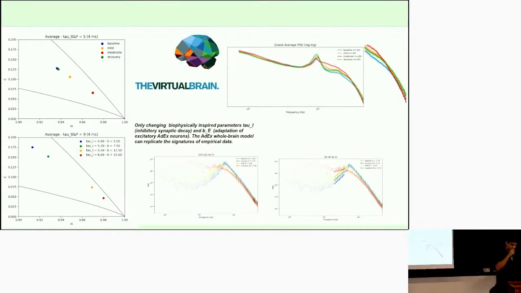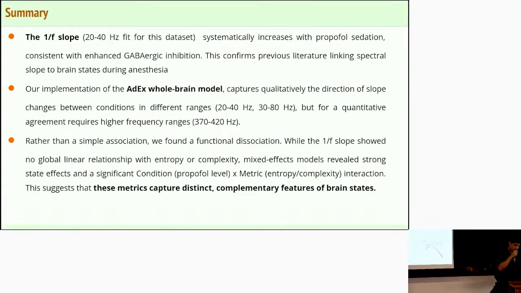So in summary, the model is capable of replicating the same signatures of the empirical data just by moving biophysical parameters in space. And here we can see the same stuff. This is also a summary: the 1 over f slope systematically increases with propofol sedation, consistent with GABAergic inhibition, and our implementation of the AdEx whole brain model also captures these directions, and for the entropy and complexity also. And these metrics capture distinct and complementary features of brain states.